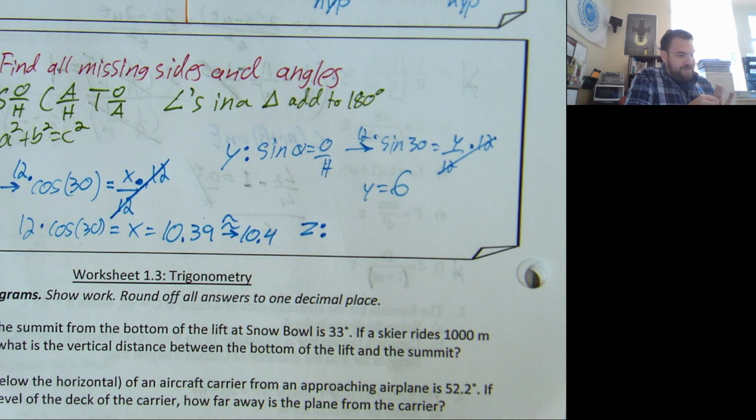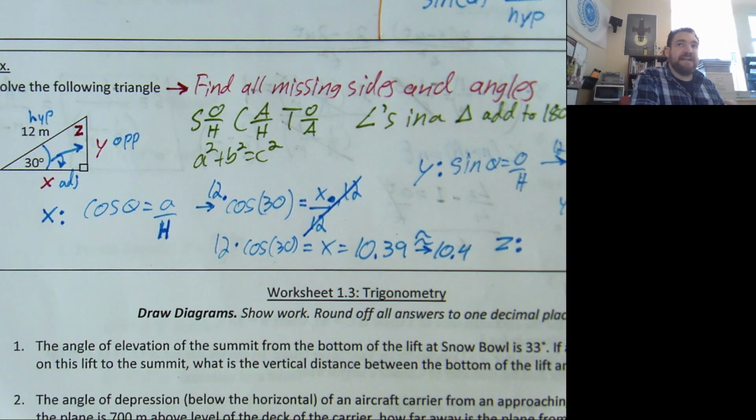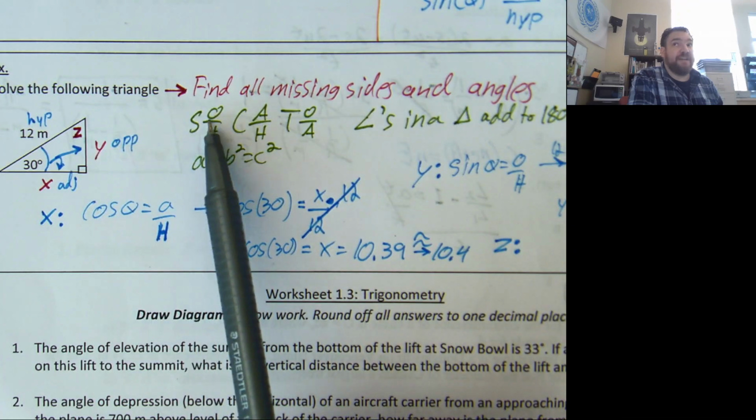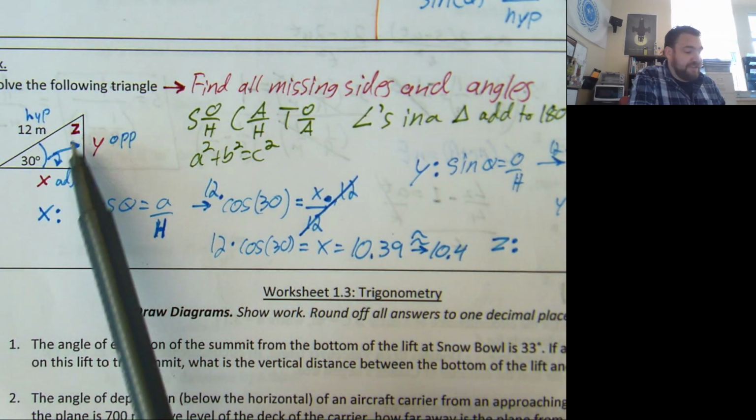And the last thing to find, there's always so many options. I want to find this angle. There's a few ways you could do it. We can use any of sine, cos, or tan, because we've got all of the sides.